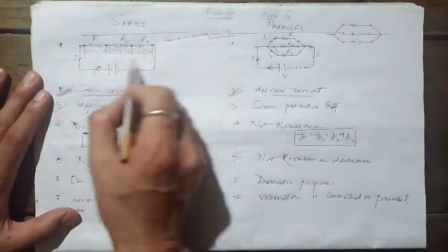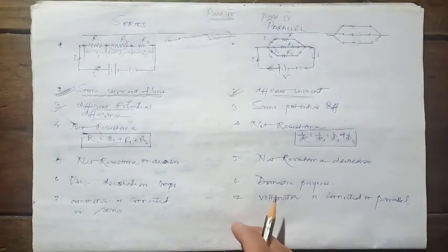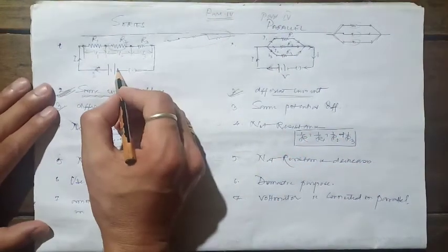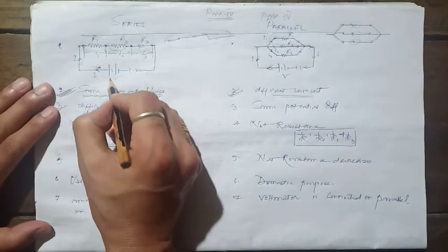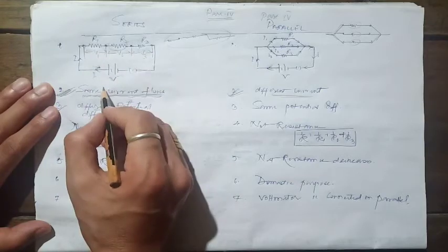Students, in series connections, the resistors share the voltage among themselves, that is, the battery voltage. This is the battery voltage V. So all these resistors, since they are connected in series, will share the battery voltage.